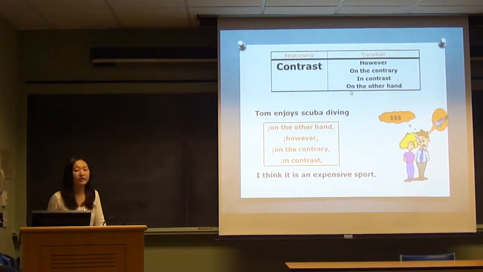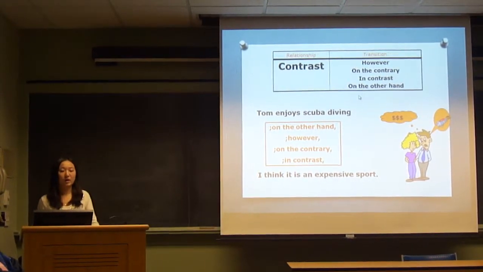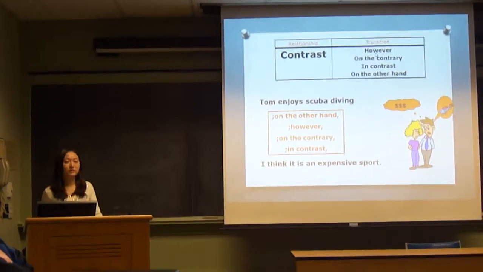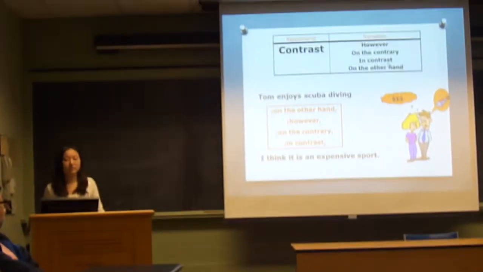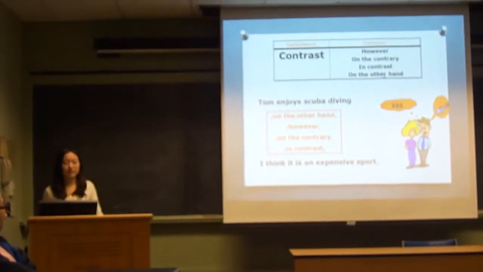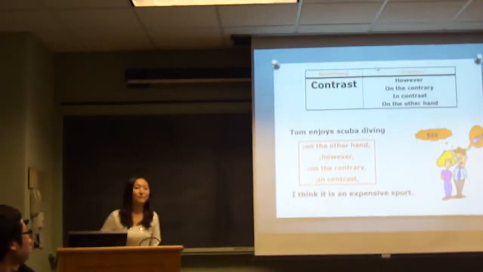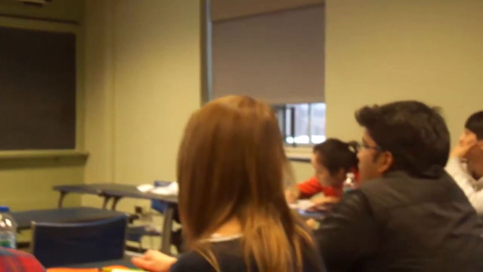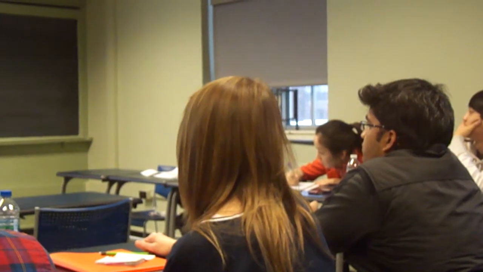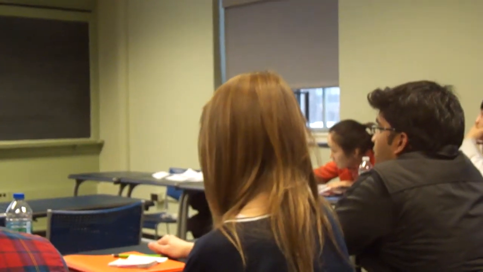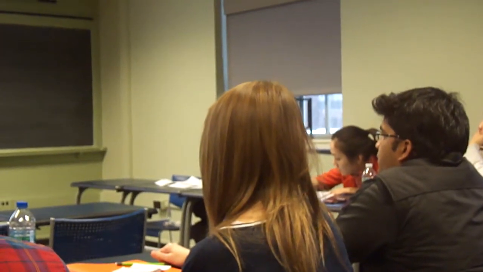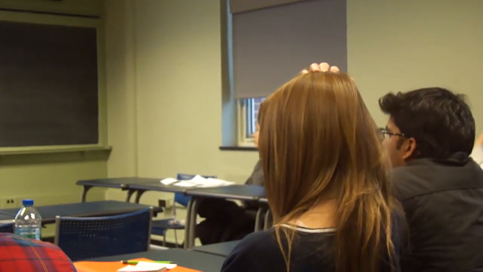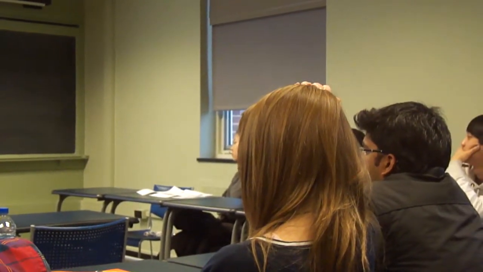And this is really important for you guys because you were just writing your comparison and contrast paper, right? So you can use these transitions like however, but, and you can also use on the contrary, in contrast, and on the other hand. Roy, would you please read the sentence? Tom enjoys scuba diving. I think it's an expensive sport. So what transition will you use? Tom enjoys scuba diving. However, I think it's an expensive sport. It's comparing and contrasting both of the topics, like it's enjoyable but expensive.